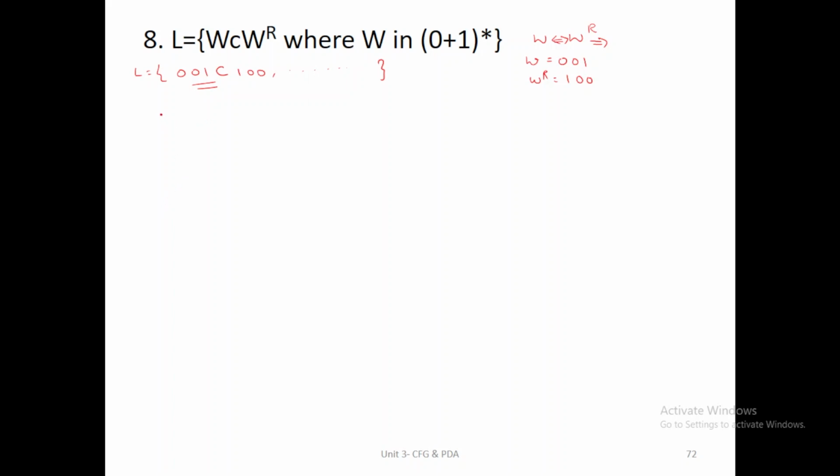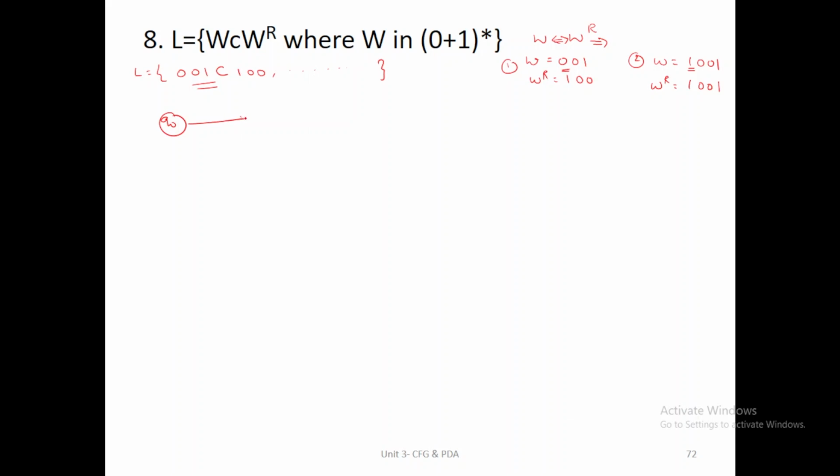So step 1 is you should draw the transition diagram. So I am taking Q0. This is string 1. If I am taking string 2, W equal to 1001. The reverse is also the same thing, 1001. So in the first string, the first symbol is 0. For the second string, the first symbol is 1.